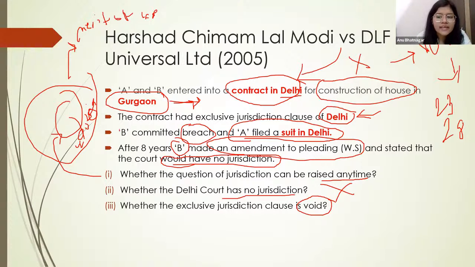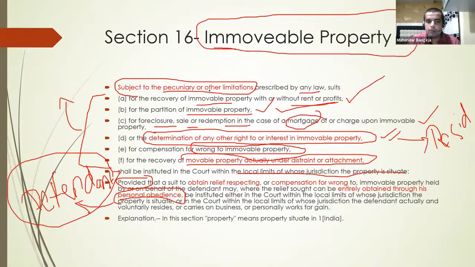she didn't get why Delhi doesn't have jurisdiction. Okay, fair enough. See what section 16 says: in cases involving immovable property, for example, you are going for recovery of immovable property, or for partition of immovable property, or for mortgage of immovable property, or determination of any other right in immovable property, or any wrong committed to immovable property. In such cases, the jurisdiction will be with the court where the immovable property is situated, not in any other court. जहां पर वो immovable property situated है, वहीं पर आपको केस फाइल करना है, किसी और जगह नहीं.